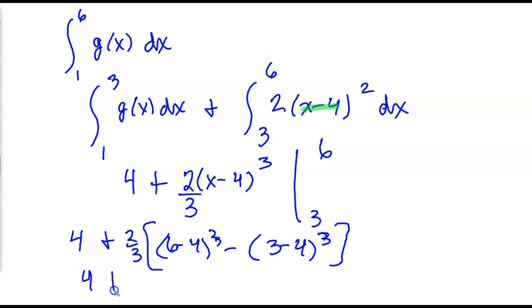And this is going to be 4 plus 2/3 times, this is going to be 8 minus negative 1. And if I work this all out, this works out to be 10. So again, in this question, we had to do an integral, part from the diagram and part from actually integrating.